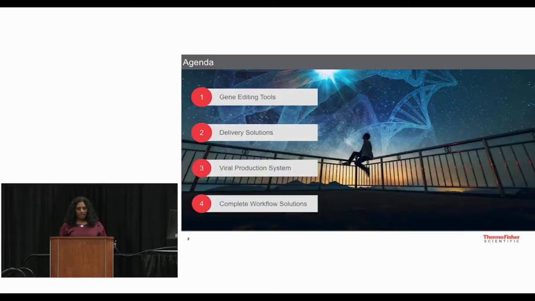Today's agenda: we'll be covering gene editing tools, just briefly going over what we have, and then primarily focusing on CRISPR-Cas9 editing tool technology, and then focusing largely on what it takes to optimize the workflow and the kind of delivery reagents that we have for different payloads and cell types. Then I'll end the talk focusing on some of the viral production systems that we have for research use as well as clinical research use for producing lentivirus and AAV virus. Then we'll close it out with some closing comments on the summaries.